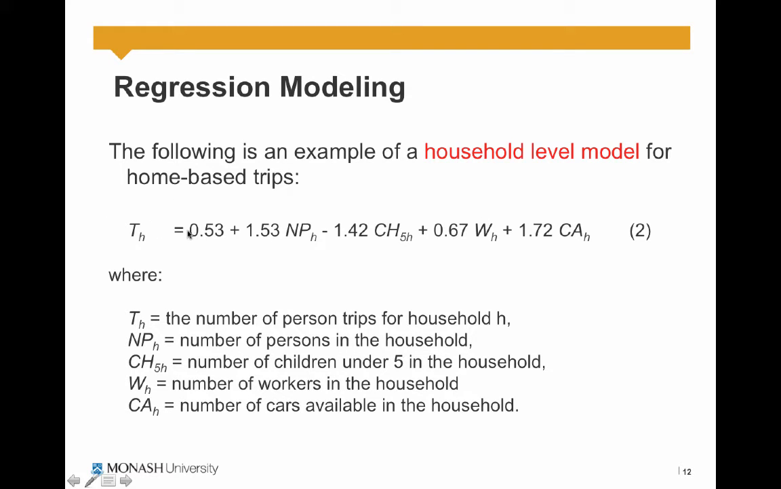But what is this constant for? If you make all the variables 0, meaning that there's no one in the household, no children under 5 in the household, no worker in the household, and no cars in the household, you still get half a trip. Well, this is only for statistical reasons, that we leave it to get a good goodness of fit. Otherwise, it doesn't make sense for a household that no one lives in it. Half a trip will get generated.